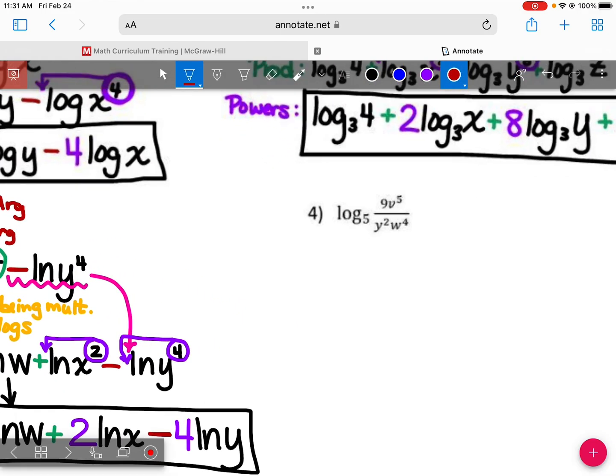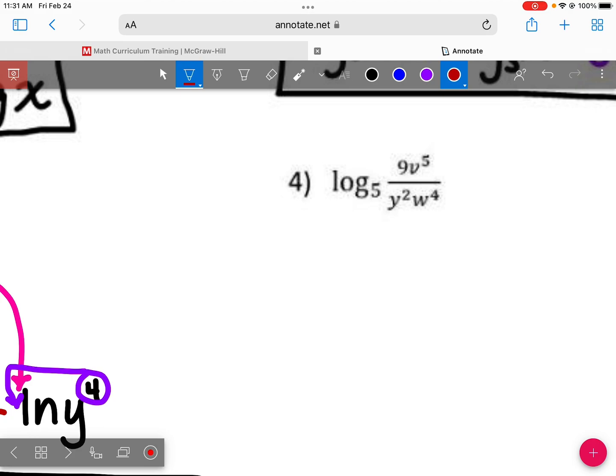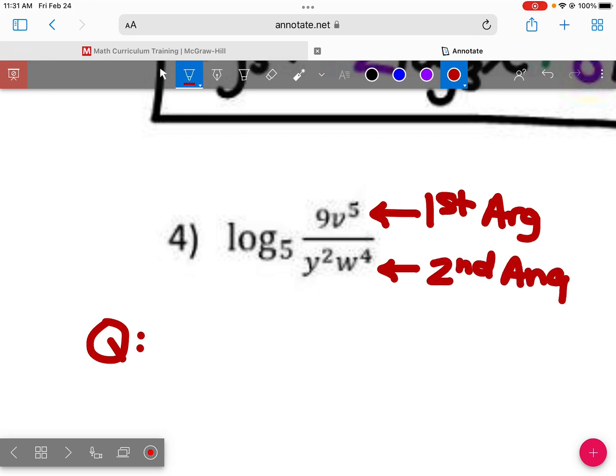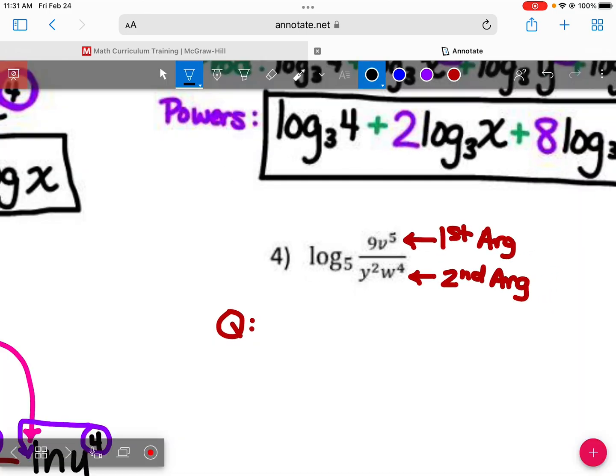All right. Let's do that now with number 4. Which property do I do first when I'm expanding? Quotient. How do I know when I need to use the quotient property? Because I see division. Is there division? Yes. So the numerator will be my first argument. The denominator will be my second argument. I need how many logs? 2. Log of the numerator minus log of the denominator.